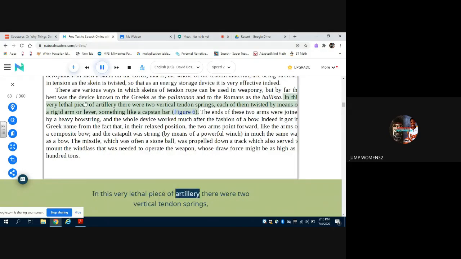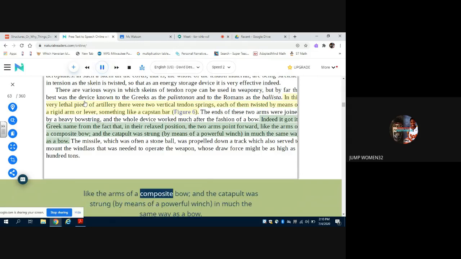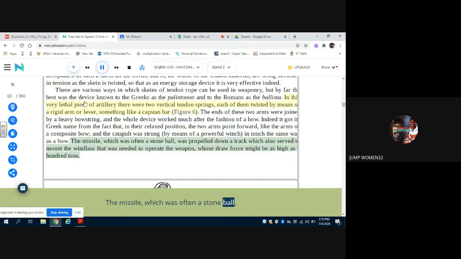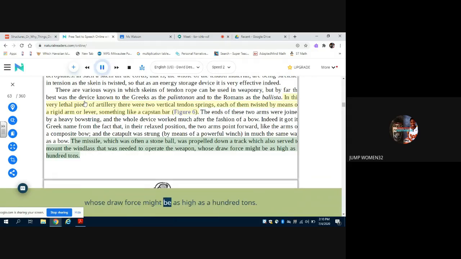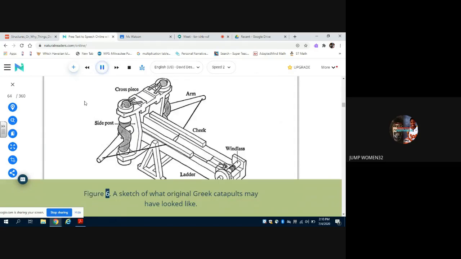In this very lethal piece of artillery there were two vertical tendon springs, each of them twisted by means of a rigid arm or lever, something like a capstan bar, figure 6. The ends of these two arms were joined by a heavy bowstring, and the whole device worked much after the fashion of a bow. Indeed, it got its Greek name from the fact that, in their relaxed position, the two arms point forward, like the arms of a composite bow, and the catapult was strung, by means of a powerful winch, in much the same way as a bow. The missile, which was often a stone ball, was propelled down a track which also served to mount the windlass that was needed to operate the weapon, whose draw force might be as high as 100 tons. Figure 6. A sketch of what original Greek catapults may have looked like.